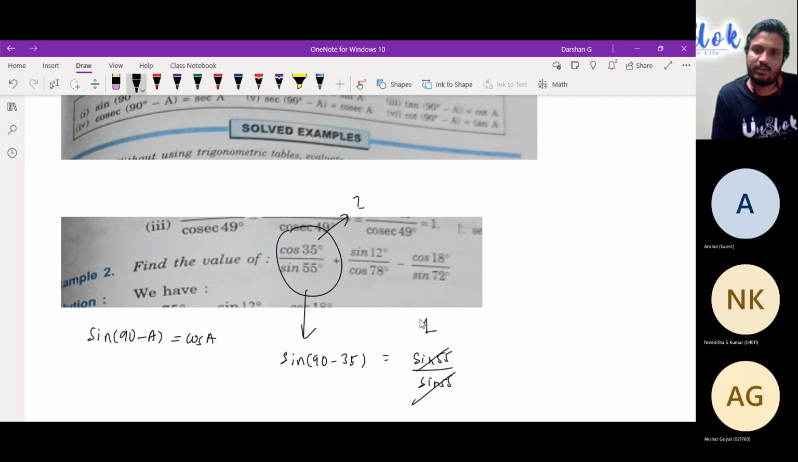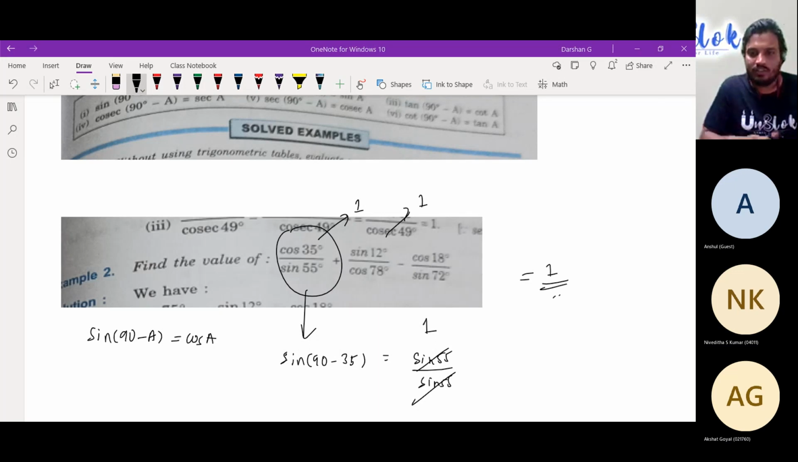So can you find for the other two and tell me the answer? Similarly for sine 12 divided by cos 78, cos 18 divided by sine 72. Please tell me the answer for this question. So all their values are 1, and the final answer is also 1.